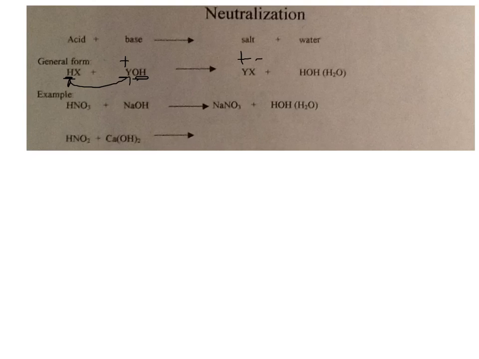Okay. And again, you're going to have to use your rules for writing formulas. Salts are ionic compounds, so this is going to end up being ionic. So you'll have to do your crisscross and reduce, or your least common multiple, in order to figure that out. And then you're going to have H and OH together. So remember, that's water, H2O.